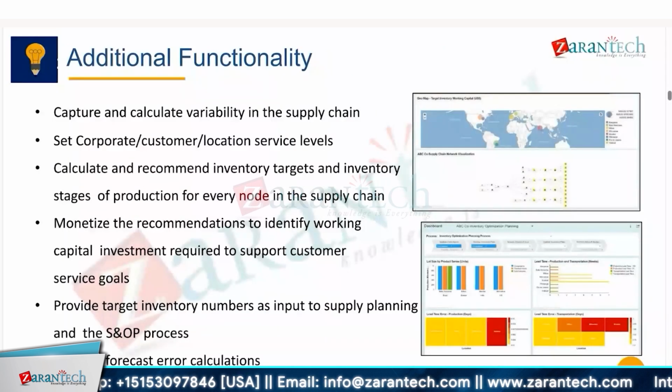Okay. The next slide is on the additional functionality of the supply planning function, which is to calculate the variability of the supply chain. Like we mentioned, we will do the ABC and XYZ analysis to calculate the variability of the demand plan or the forecast.